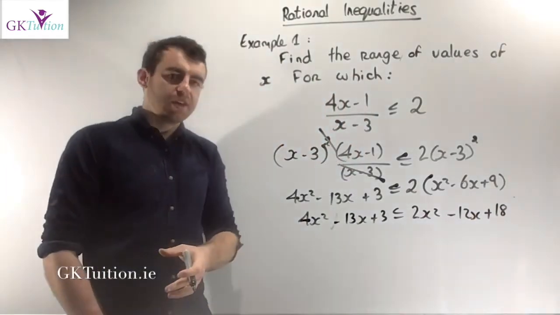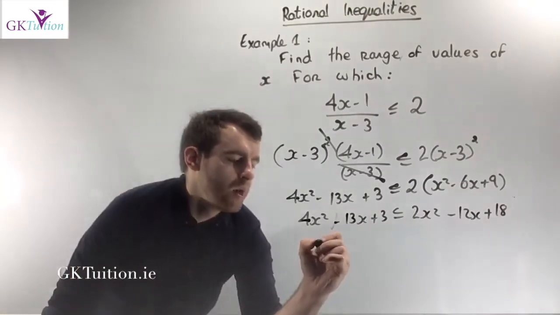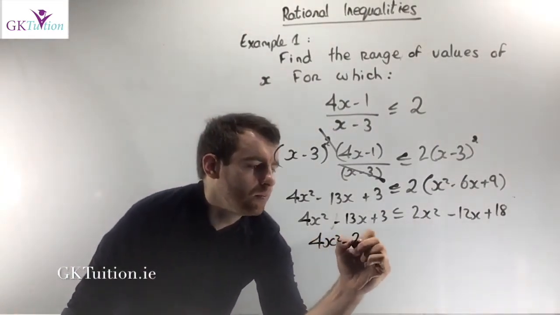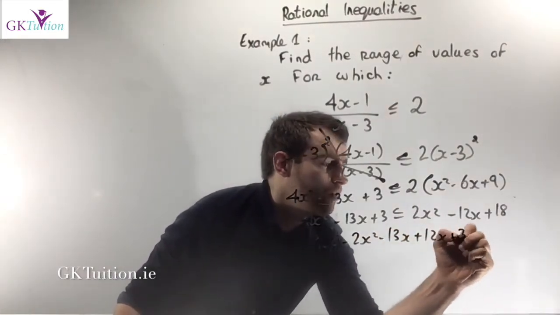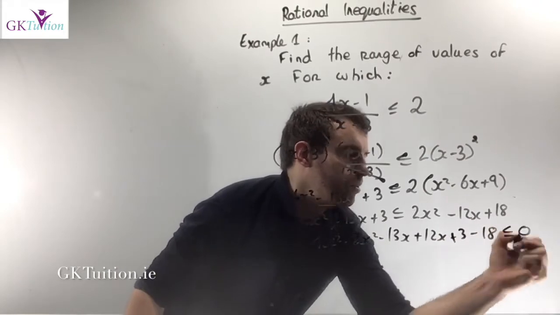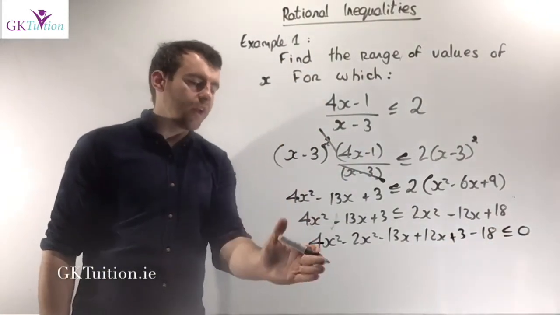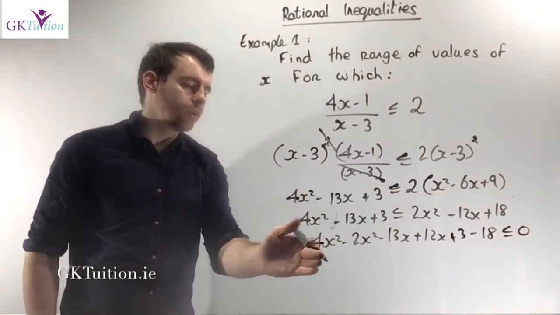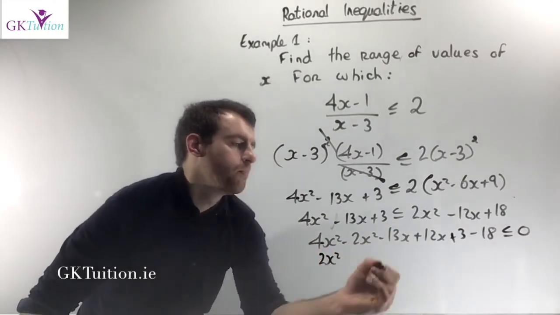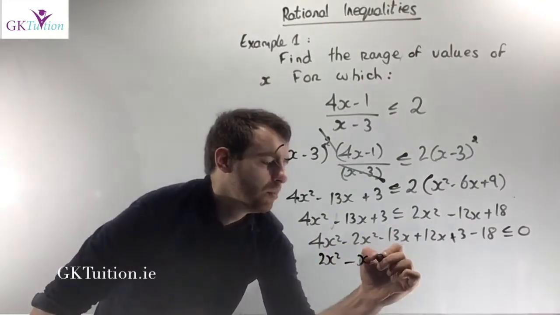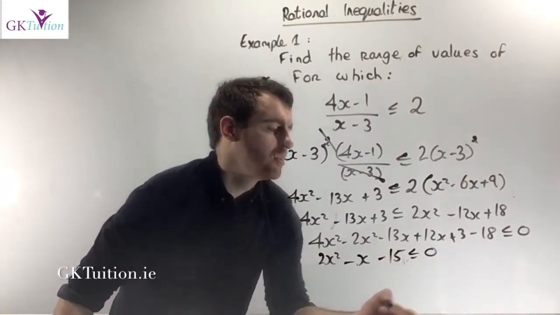At this stage, since I've identified that it's going to be a quadratic, I might move everything to one side. And I could rewrite this as 4x squared minus 2x squared minus 13x plus 12x plus 3 minus 18 is less than or equal to 0. I would always advise students to move everything to the side where the x squared will be positive. Clearly 4 is bigger than 2, so 4x squared minus 2x squared gives me plus 2x squared. My x's will become minus 1x and my numbers become minus 15. So now I have this quadratic is less than or equal to 0.